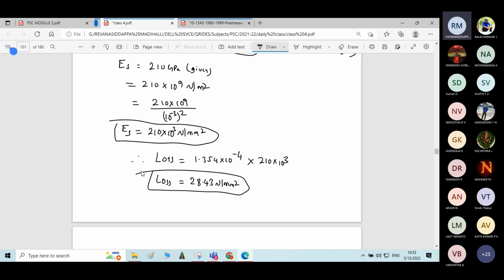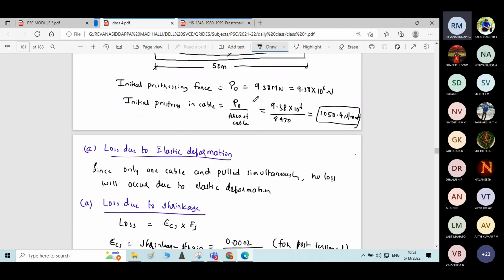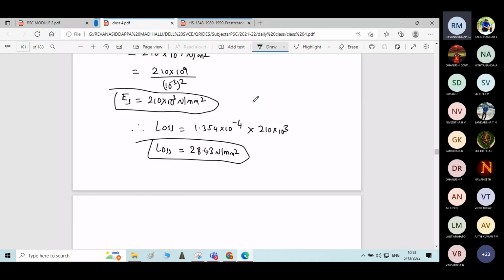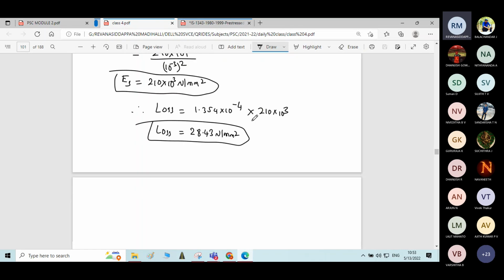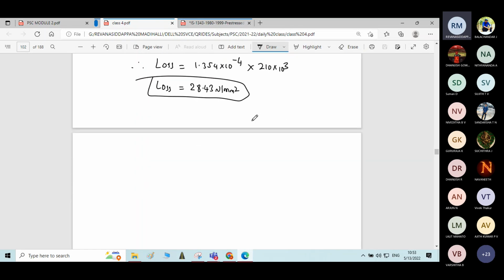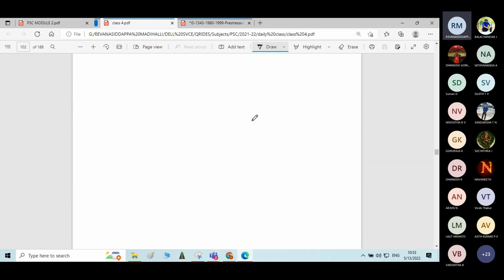Now till now we have calculated two losses: loss due to elastic deformation and loss due to shrinkage. Still we need to calculate four more losses: loss due to creep, loss due to relaxation, loss due to anchorage slip, and loss due to friction. Still 3 to 4 different losses we have to calculate to get the total loss.